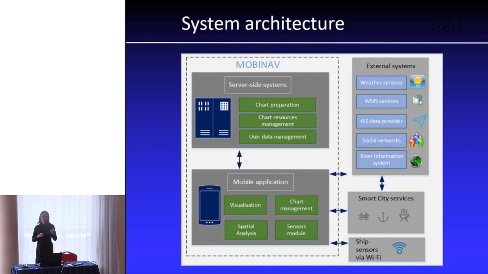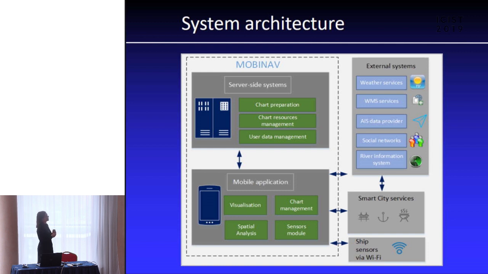Our system has a modular architecture. It consists of a mobile application, a server-side system, and can easily incorporate information provided by external services or systems. The mobile application is designed to work in online and offline modes. It consists of 4 modules: the chat management, the visualization module that is responsible for displaying maps, of course, the spatial analysis module, and a sensor module that gathers and processes data from external sensors.